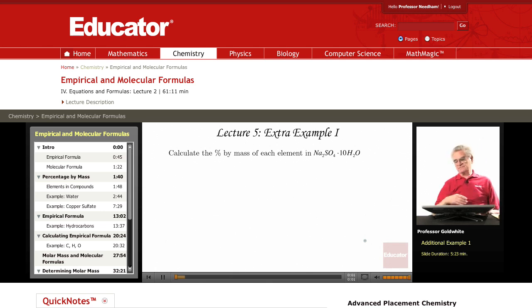Important aspects of the composition of chemical compounds are the concept of the percentage by mass of individual elements in a compound, and the reverse of that process, getting the formula of a compound from the percentage by mass. This problem asks for the first part of that, the percentage by mass of each element in this compound, which is called sodium sulfate decahydrate.